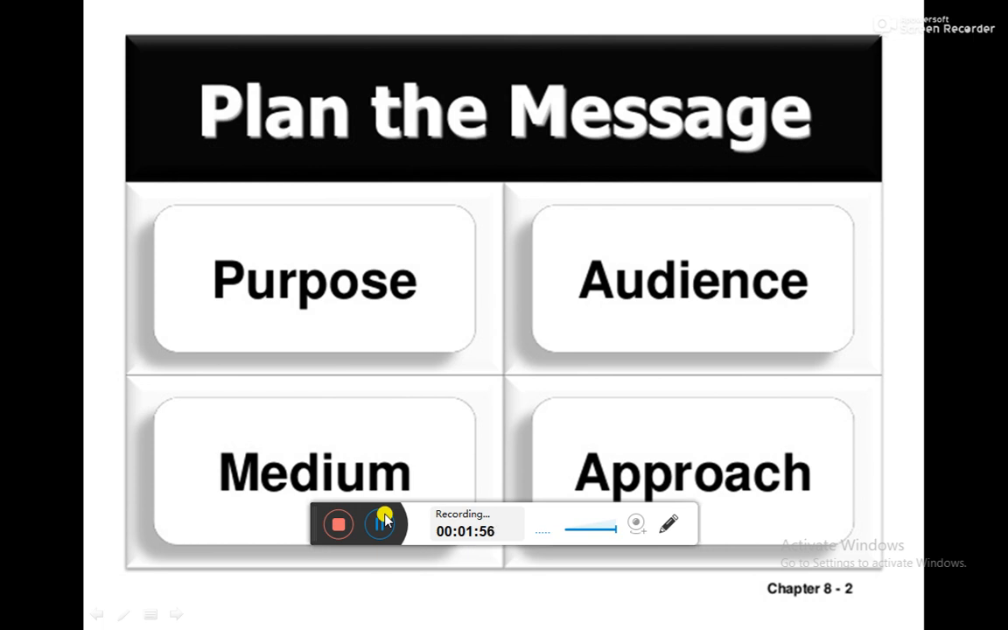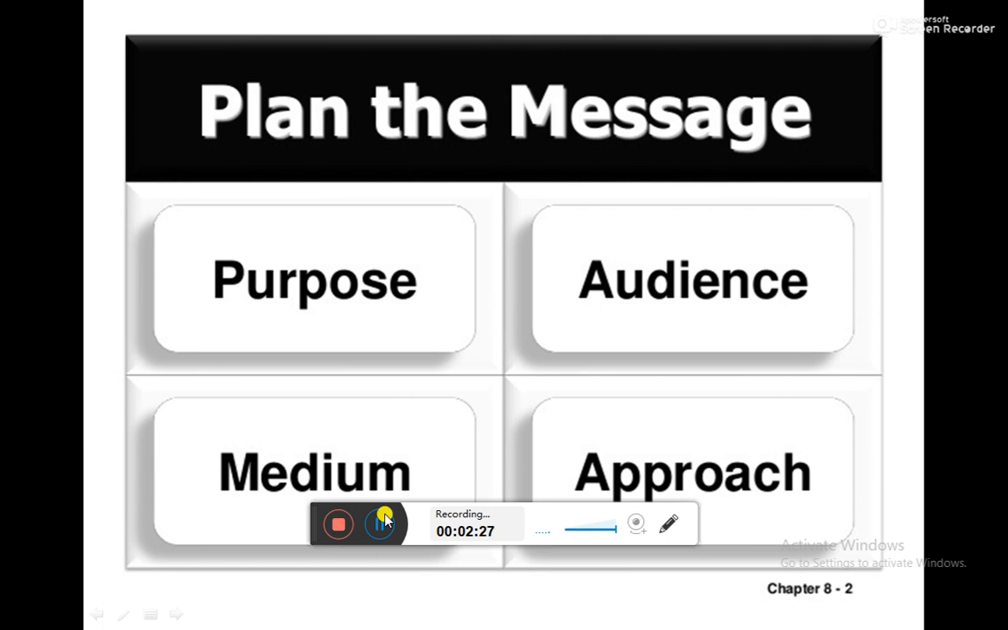So when you need to deliver bad news, you have 5 goals. Number 1, to convey the bad news. Number 2, to gain acceptance for it. Number 3, to maintain as much goodwill as possible with your audience. Number 4, to maintain a good image of your organization. And number 5, if appropriate, to reduce or eliminate the need for future correspondence on the matter.